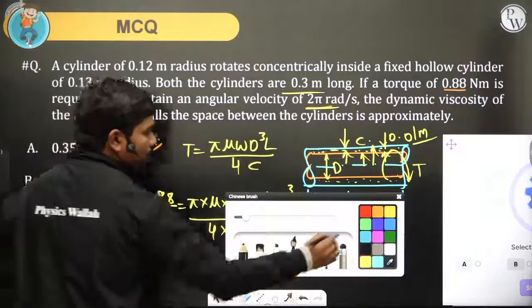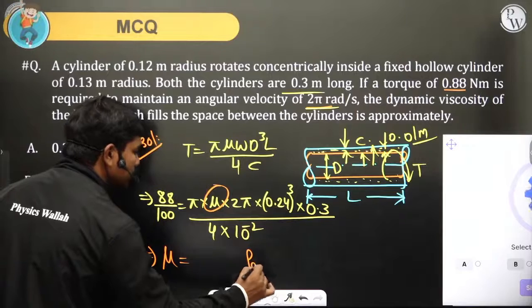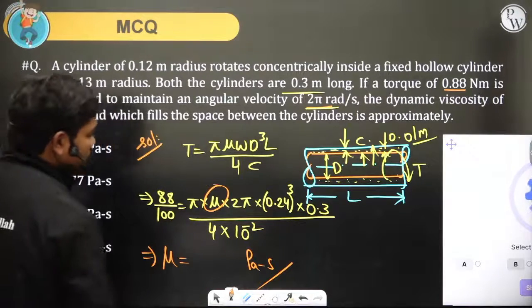So you have only one unknown, you have to calculate this mu. Come on, do this. If you calculate mu, you will get it in Pascal second. Please do this. Come on, solve this question.